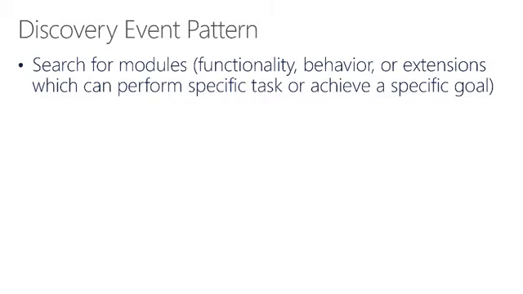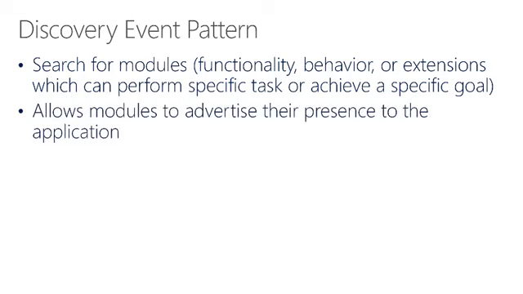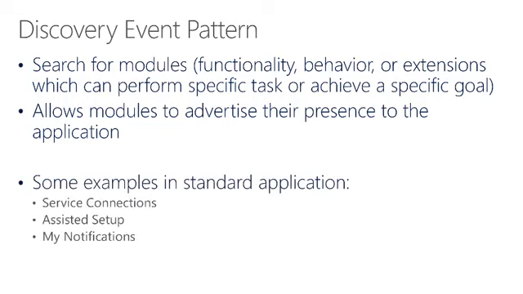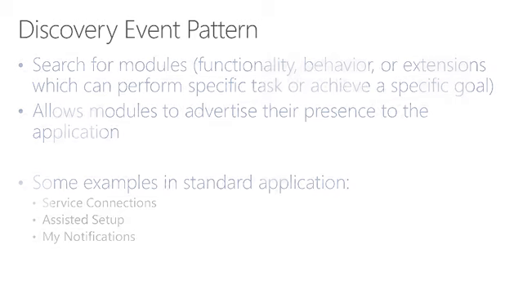The discovery event pattern searches for modules, functionality, behavior, or extensions that can perform a specific task or achieve a specific goal. It allows modules to advertise their presence to the application. Some examples in the standard application are service connections, assisted setup, and my notification. And I'm going to show you the assisted setup in just a few minutes.